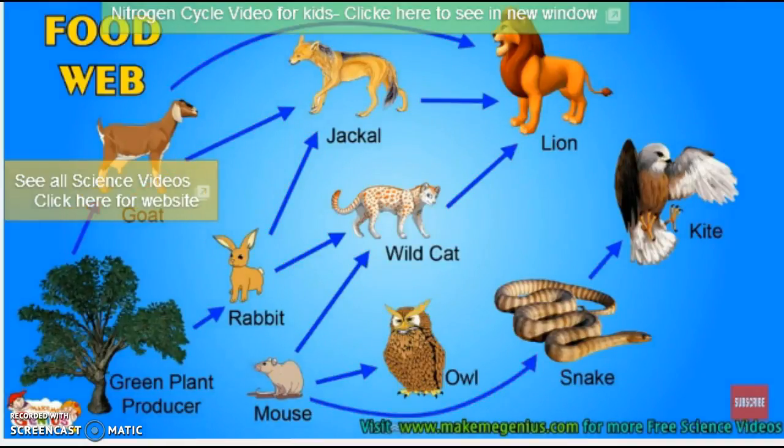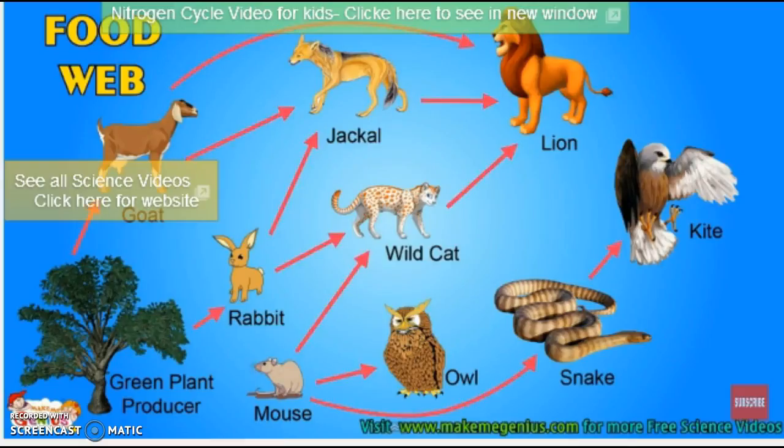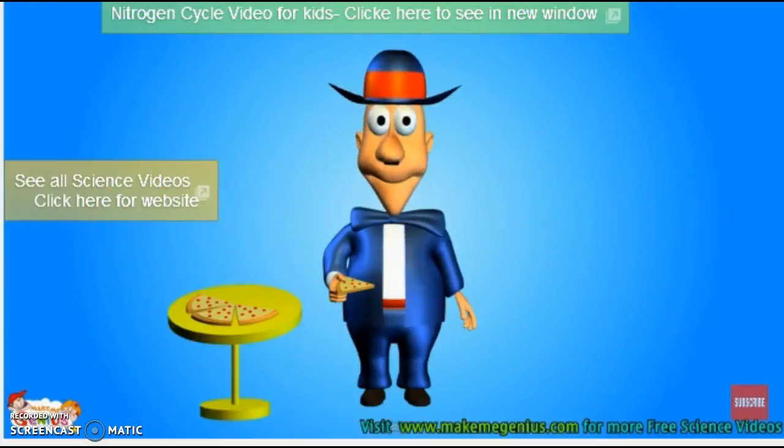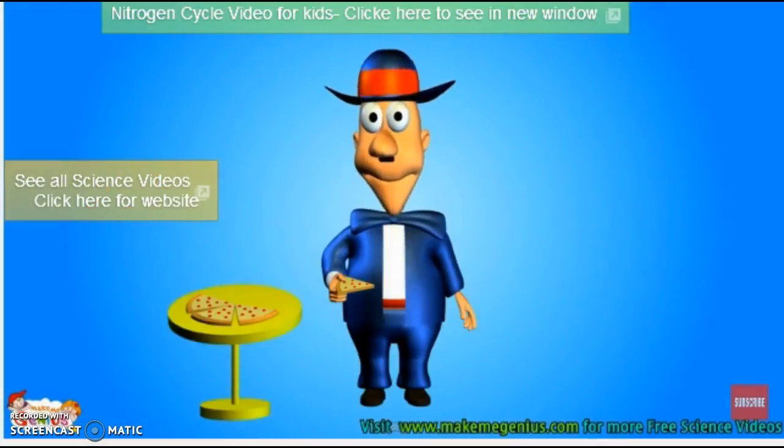Look at this picture. This is very complex. Look at the rat. It can be eaten by a cat also, or it may be eaten by a snake. A plant can be eaten by a goat or by a rabbit. These kinds of complex food chains are called a food web, as they are very interconnected, like a spider web. So now you know a lot about food, food chain, and food web.